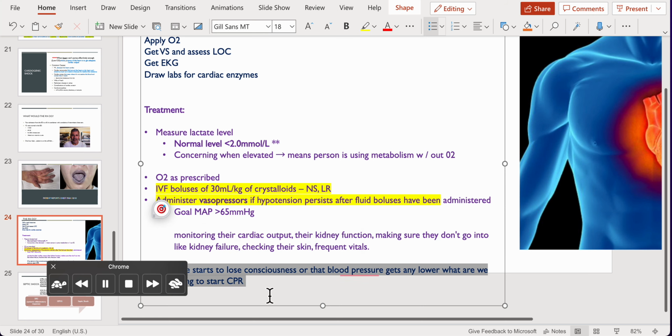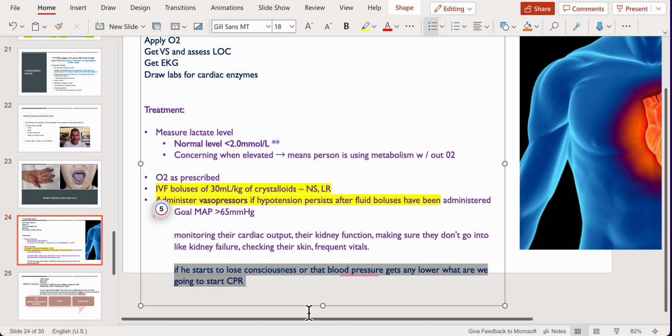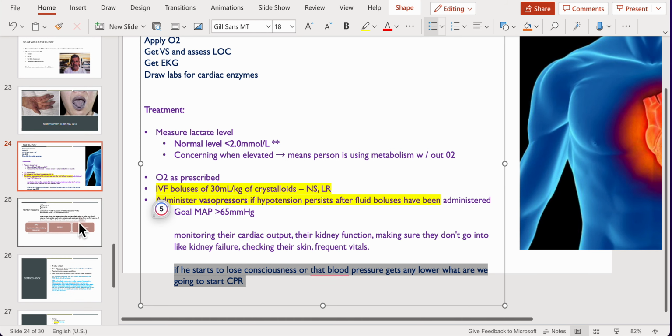Monitoring their cardiac output, their kidney function, making sure they don't go into kidney failure, checking their skin, frequent vitals. If he starts to lose consciousness or that blood pressure gets any lower, what are we going to start? CPR?